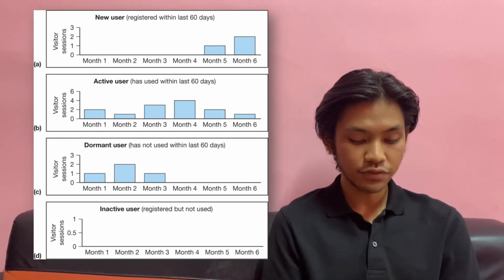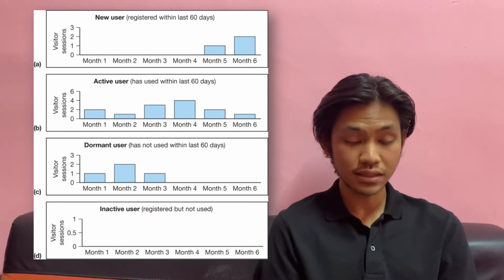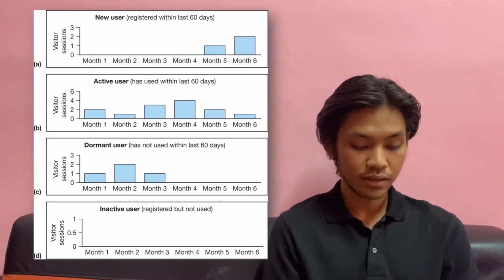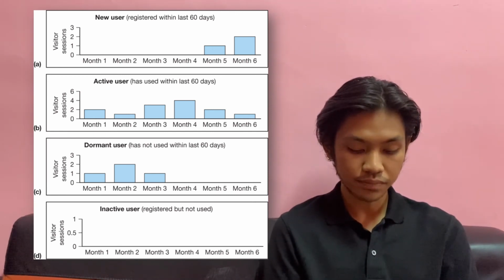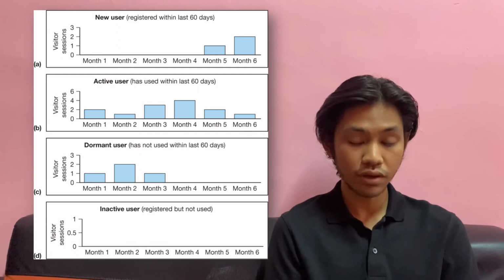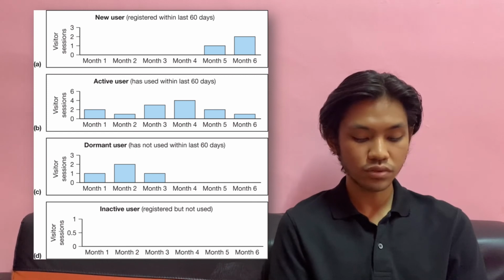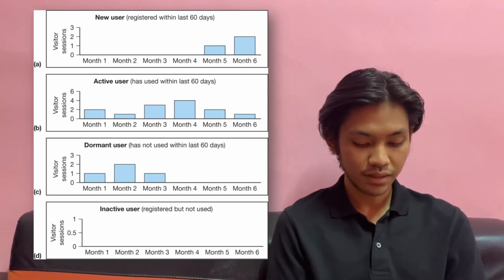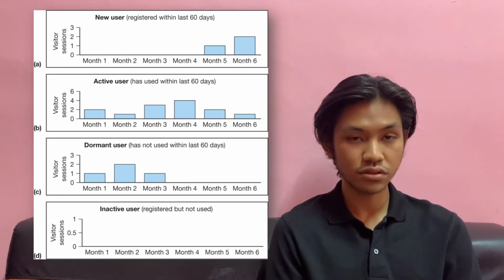Second, the active user. Active users use the site frequently within 60 days. They visit the site consistently throughout the period. The active user shows a lot of interest toward the site and always uses the site. Next, the dormant user. Dormant users are users that are not using the site anymore. They only use the site when they first register, but then stop using it completely. Their interest toward the site slowly decreases and vanishes. Lastly, the inactive user. The user only registers on the site but never uses it. They never show interest towards the site.